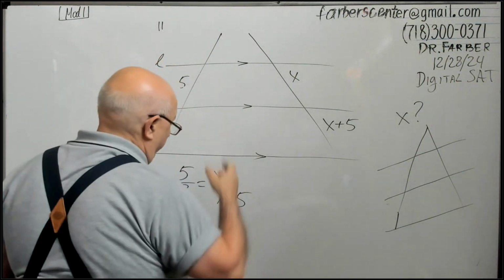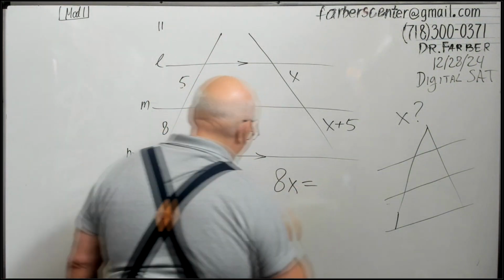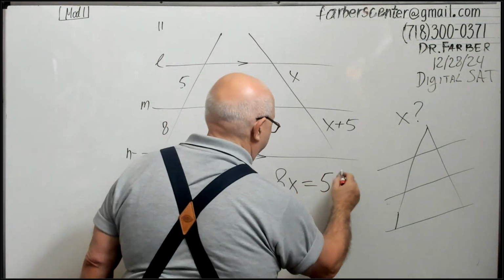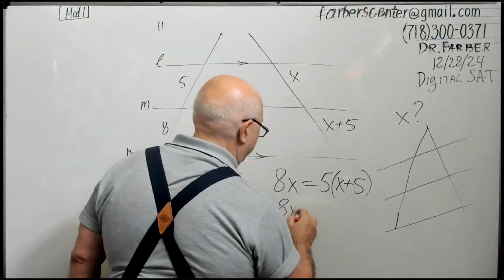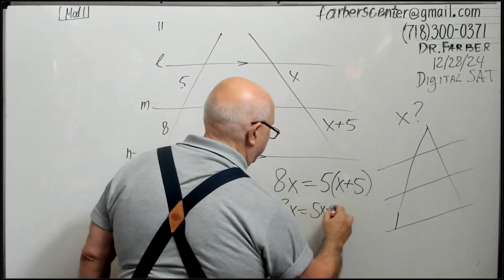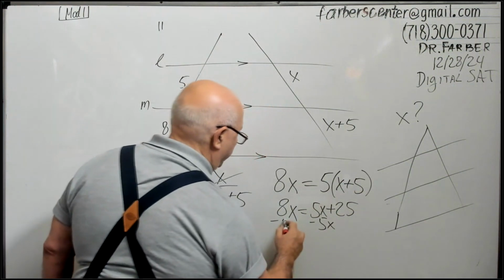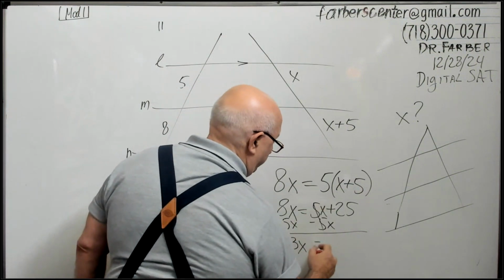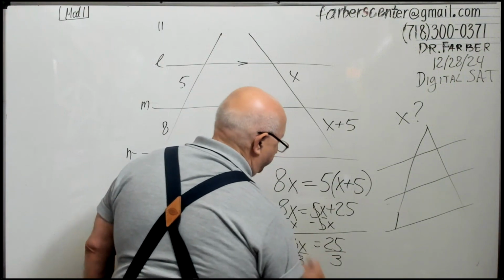Okay, look at this. 8x equals 5 times x plus 5. Or you can write it step by step: 8x equals 5x plus 25. Minus 5x and minus 5x, and 3x equals 25. Divide both sides by 3.